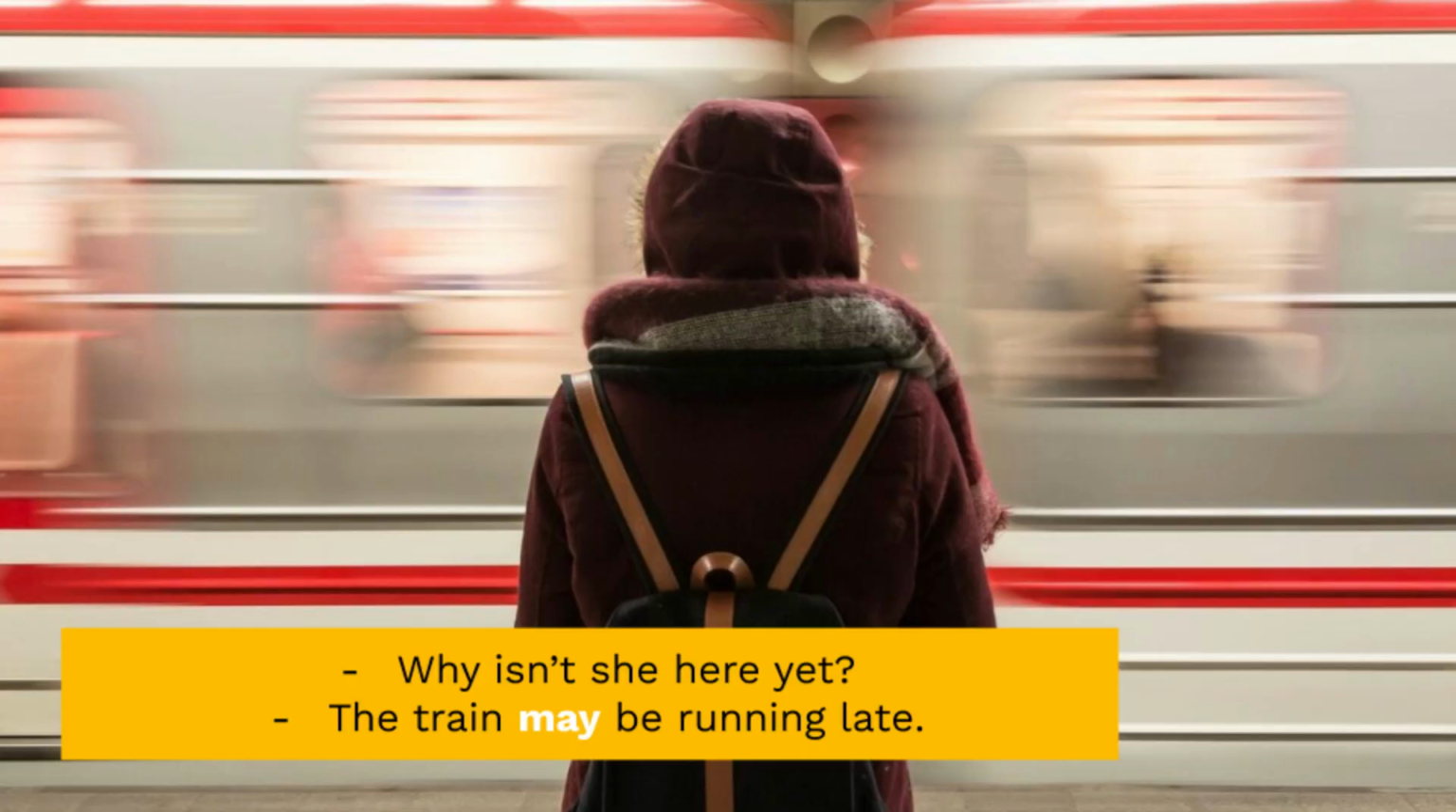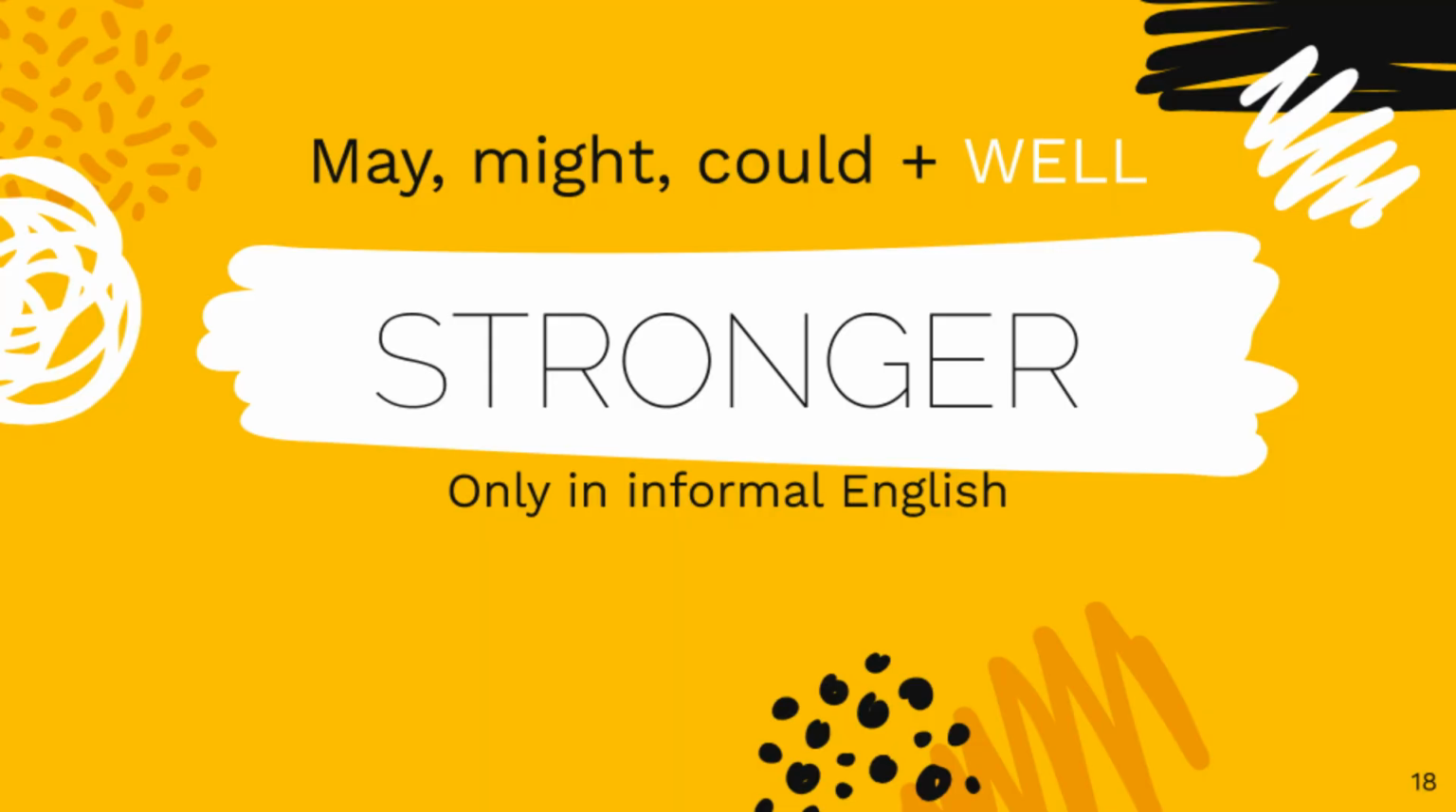Another example, why isn't she here yet? The train may be running late. So you don't know exactly the reason why your friend is late, but one possibility is that the train might be late. So that's why we are using the modal verb may in this case. Something that you can do with these three modal verbs in informal situations is to add well after them. And you do this to make your speculation or your deduction a little bit stronger.